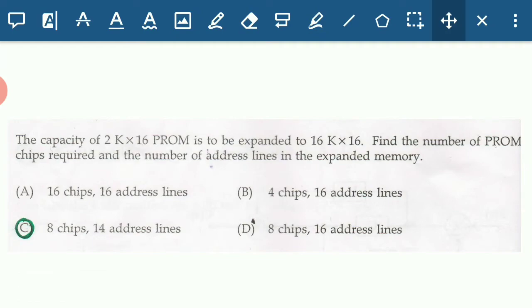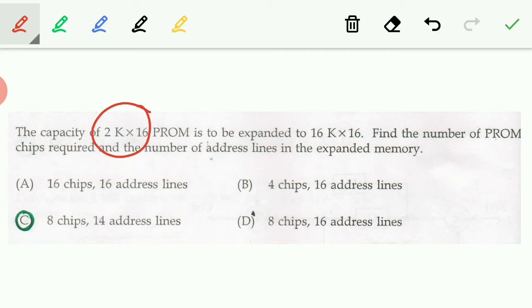The capacity of a 2K cross 16 PROM is to be expanded to 16K cross 16. Find the number of PROM chips required and the number of address lines in the expanded memory. See, what we have is a 2K cross 16 PROM. Clear? What we want is 16K cross 16. So how many 2K cross 16 chips do we need? It is only 2K, the width is 16. So I need 8 2K cross 16.